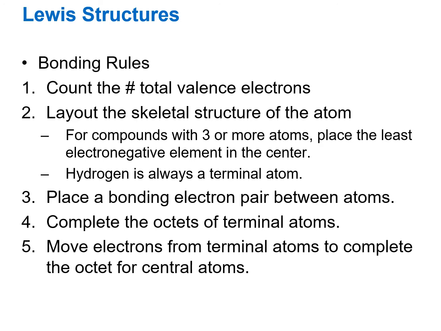So rule number 1 is that you need to count the total number of valence electrons and get a count of how many electrons you need to place. And you'll see why that becomes important. The next thing you do is lay out the skeletal structure. In this case, you want to put the element that is least electronegative in the center. Unless, of course, it's hydrogen, in which case hydrogen will always be on an end because it can only bond with one thing.